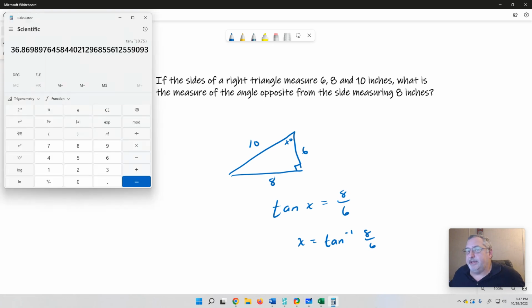Pull out your calculator. Just following the same procedures here. I have to find 8 divided by 6. I need to find my inverse function. That's 53.1.